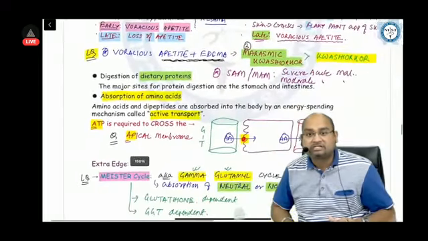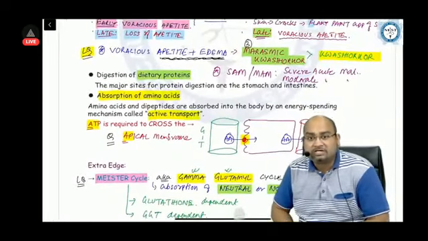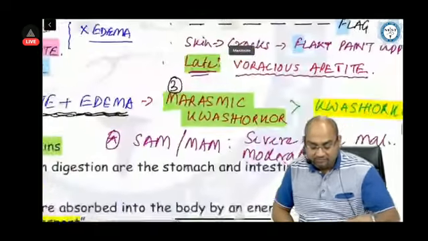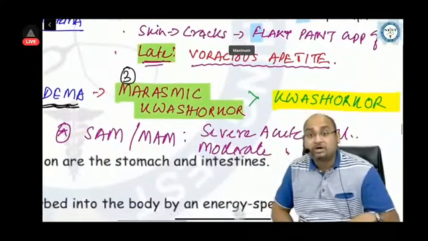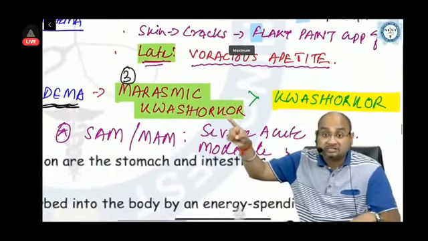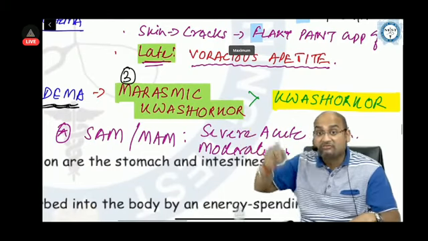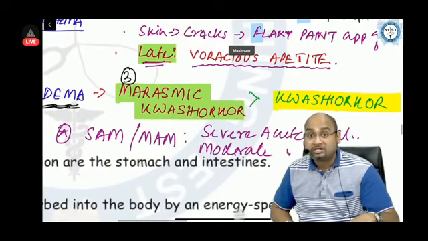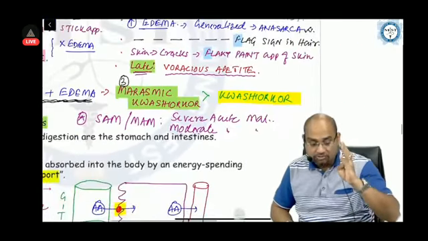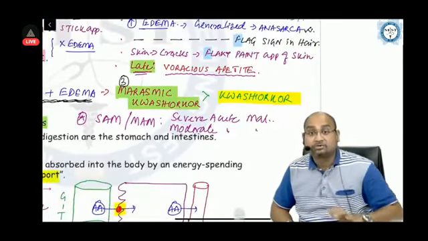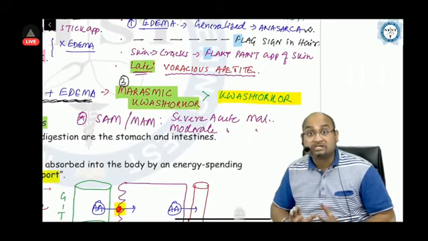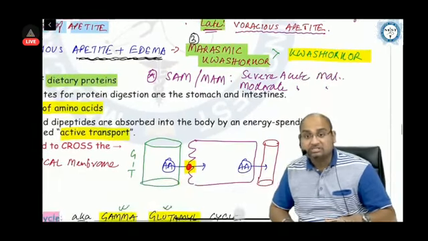However, if they ask you this combo, voracious appetite plus edema, if you see marasmic kwashiorkor is present in the option, this is a better answer than plain kwashiorkor. Recently asked question in your exam. Marasmic kwashiorkor, third variety of protein energy malnutrition. Kwashiorkor, marasmus, marasmic kwashiorkor. These three are non-existent now because of new classifications.